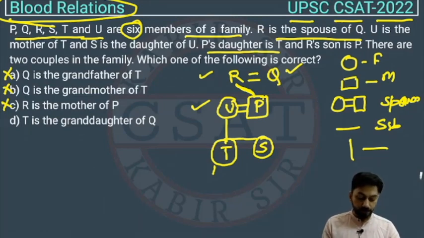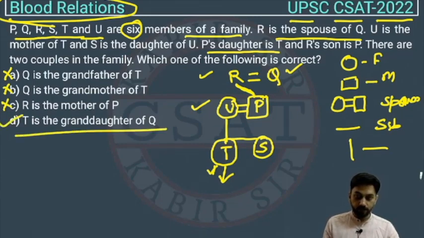Let's check it. T is the granddaughter. T is a granddaughter because we know the gender of T. T is female. So a granddaughter of Q. So this is right. So option D is right. So the answer is option D.